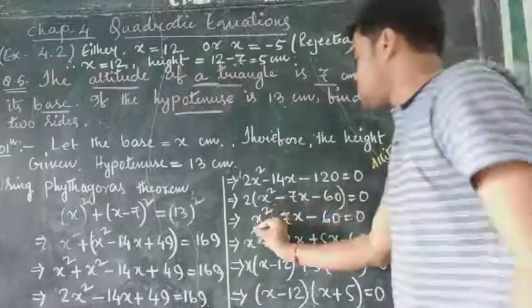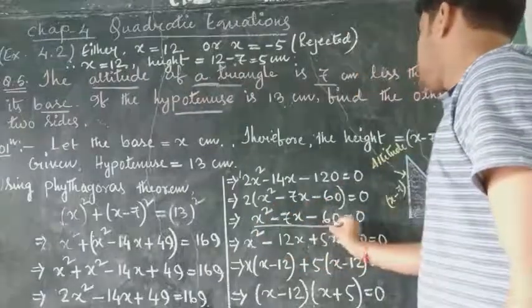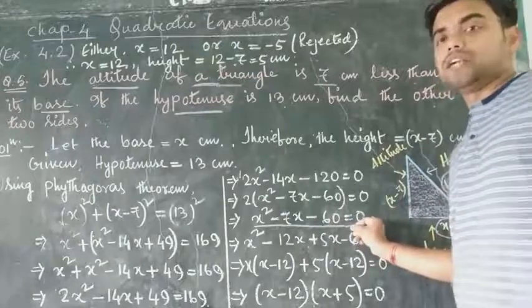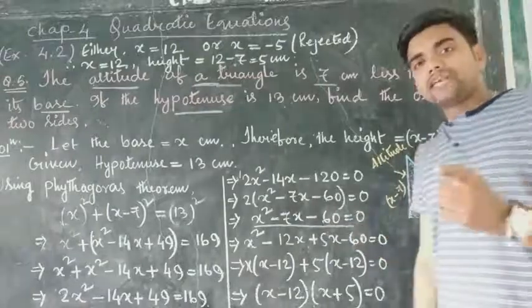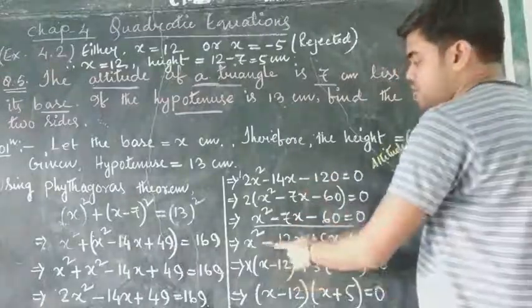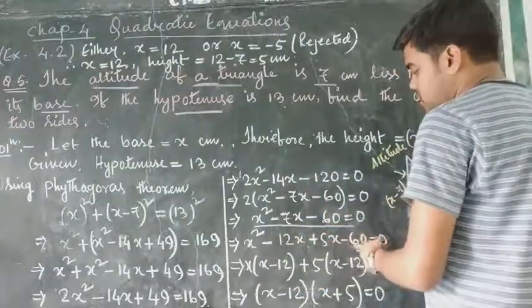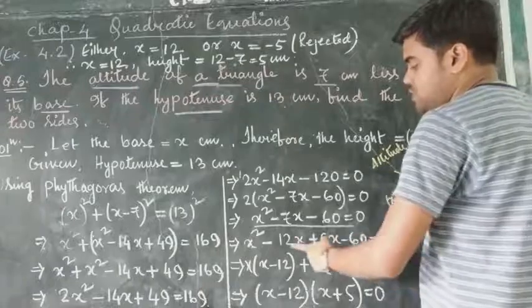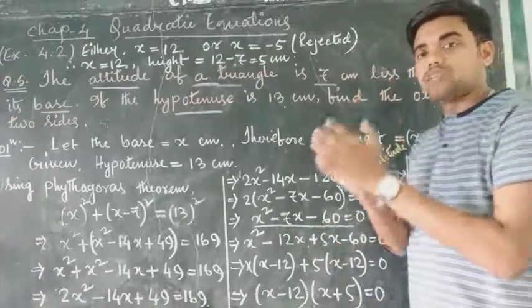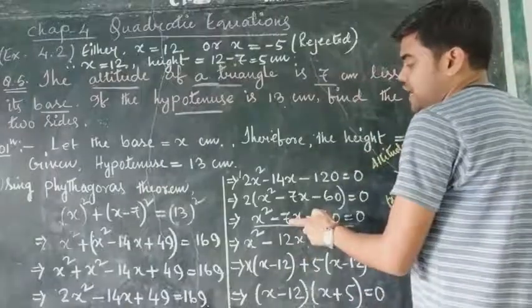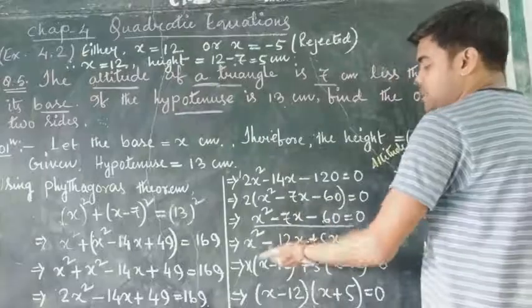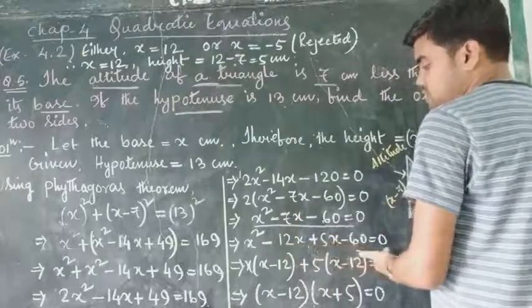Now in this equation, you can see this is a quadratic equation, the standard form of quadratic equations. Now we can use the factorization method. Okay, split the middle term. So x square minus 12x plus 5x minus 60 equal to 0, because 12 times 5 is 60, and when you subtract them, the coefficient of x is 7, which we already got. So that's why minus 12x plus 5x minus 60 equal to 0.